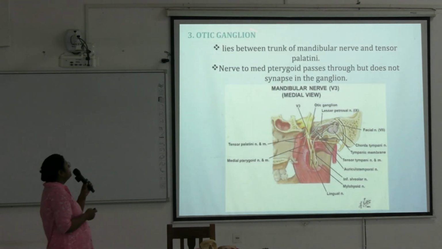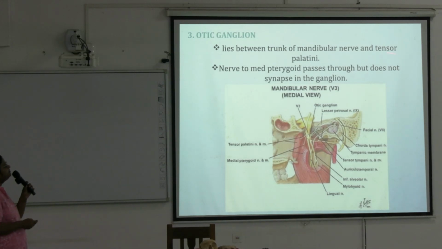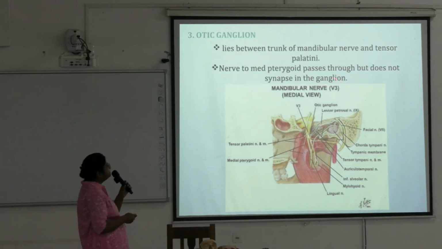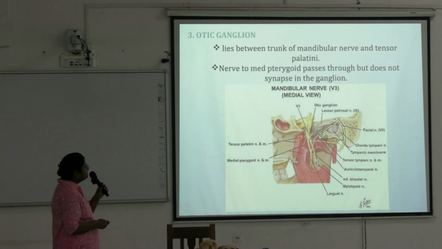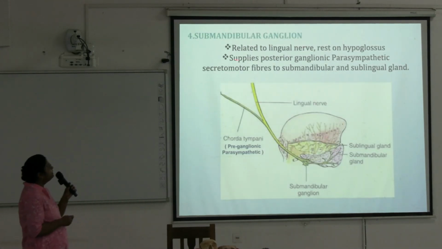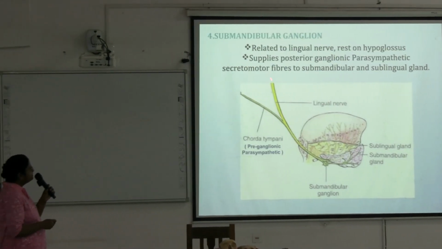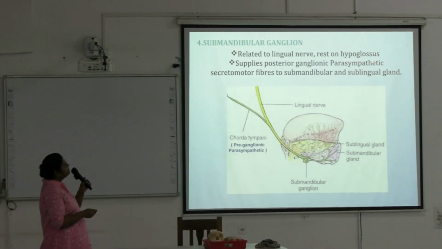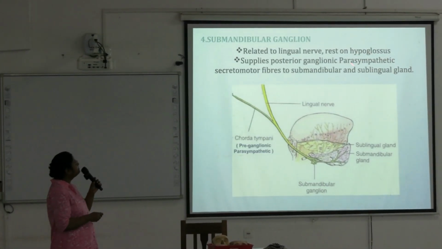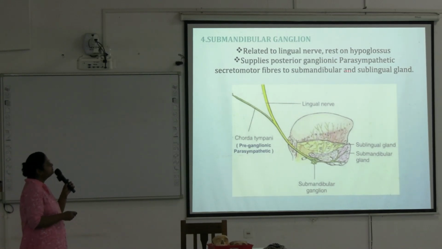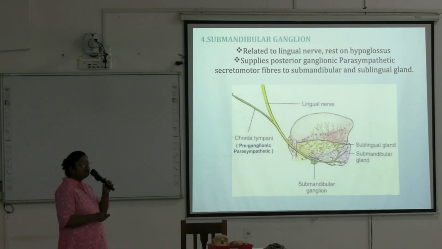Next, the otic ganglion lies below the trunk of the mandibular nerve and tensor veli palatini. The nerve to the medial pterygoid passes through it but does not synapse in this ganglion. Okay, otic ganglion, this one. Next is the submandibular ganglion. It is related to the lingual nerve. See, this is the lingual nerve. Here is the submandibular ganglion. It is related to the lingual nerve, rests on the hyoglossus muscle, one muscle of the tongue, and supplies the postganglionic parasympathetic secretomotor fibers to the submandibular and sublingual glands.